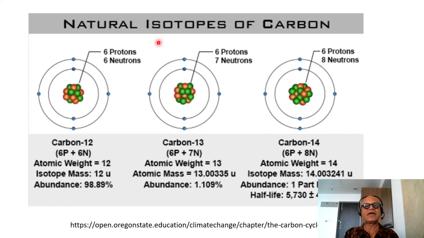So natural isotopes of carbon that occur in the Earth system are the C12 with 6 protons and 6 neutrons and atomic weight of 12. So isotope mass is 12 units, and this is the most abundant one with 98.89%. And there is a C13 with 6 protons and 7 neutrons with atomic weight of 13 and abundance of 1.109%.